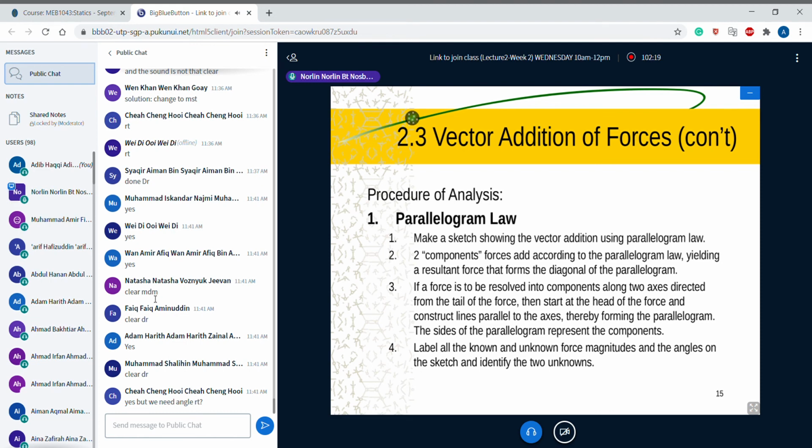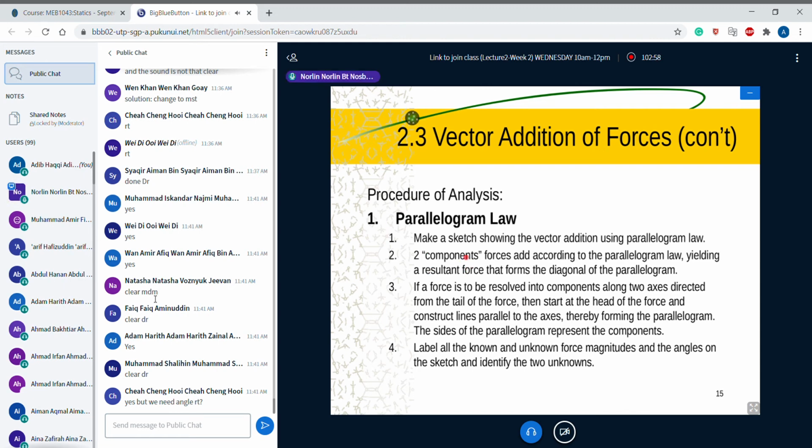Okay, what is the procedure for the parallelogram law? First, you need to sketch or draw where the vector shows you in a parallel shape. Make sure there are two components, like just now that I showed you, right? Make sure there are two components so that it is much easier to find the angle and then the direction.